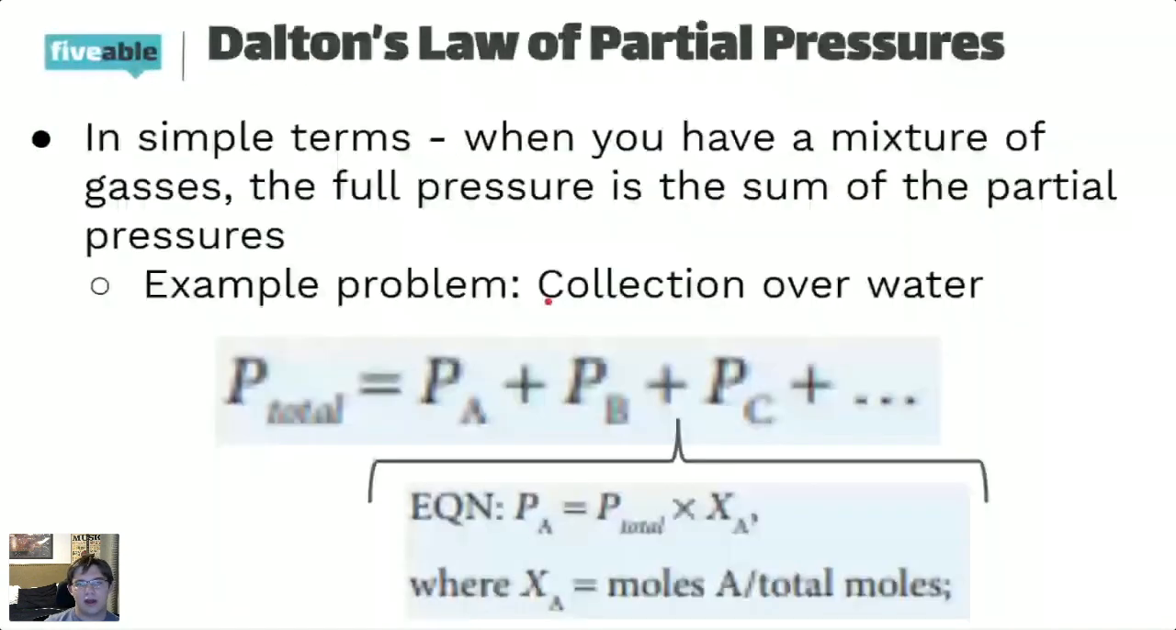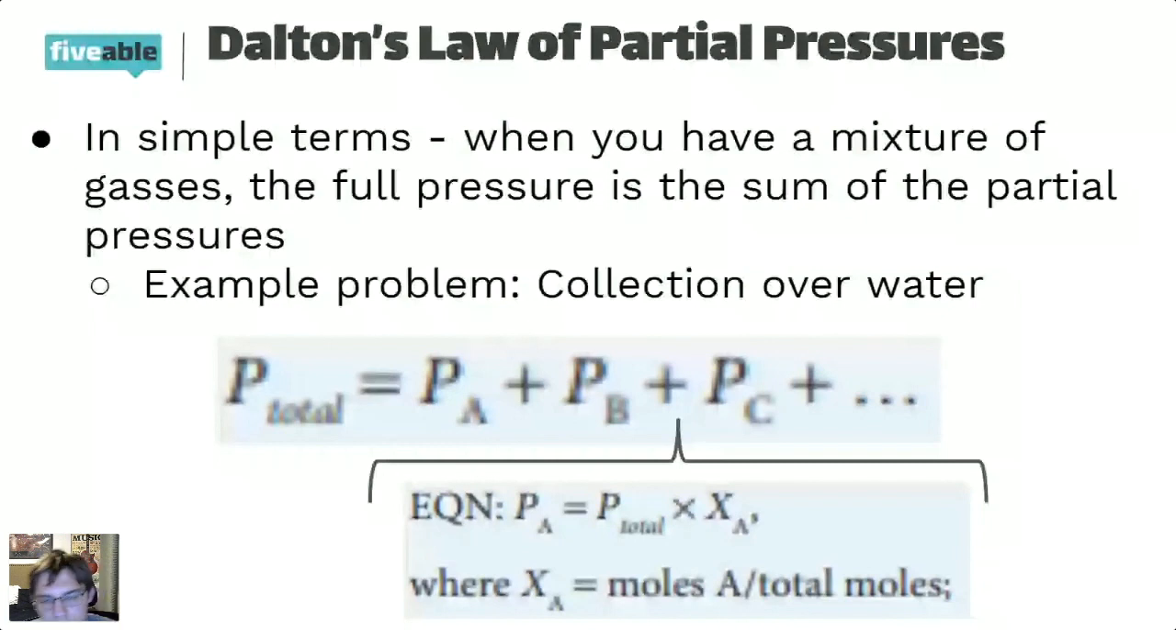So the next thing we're going to be talking about is Dalton's law of partial pressures, right? Again, this is a topic that tends to trip up a lot of students, but in simple terms, when you have a mixture of gases, the total pressure is the sum of the partial pressures. If you have a mixture of, let's say, 3 different gases, A, B, and C, the total pressure is just the pressure of A plus the pressure of B plus the pressure of C, and so on for however many gases you have. That's the main idea.